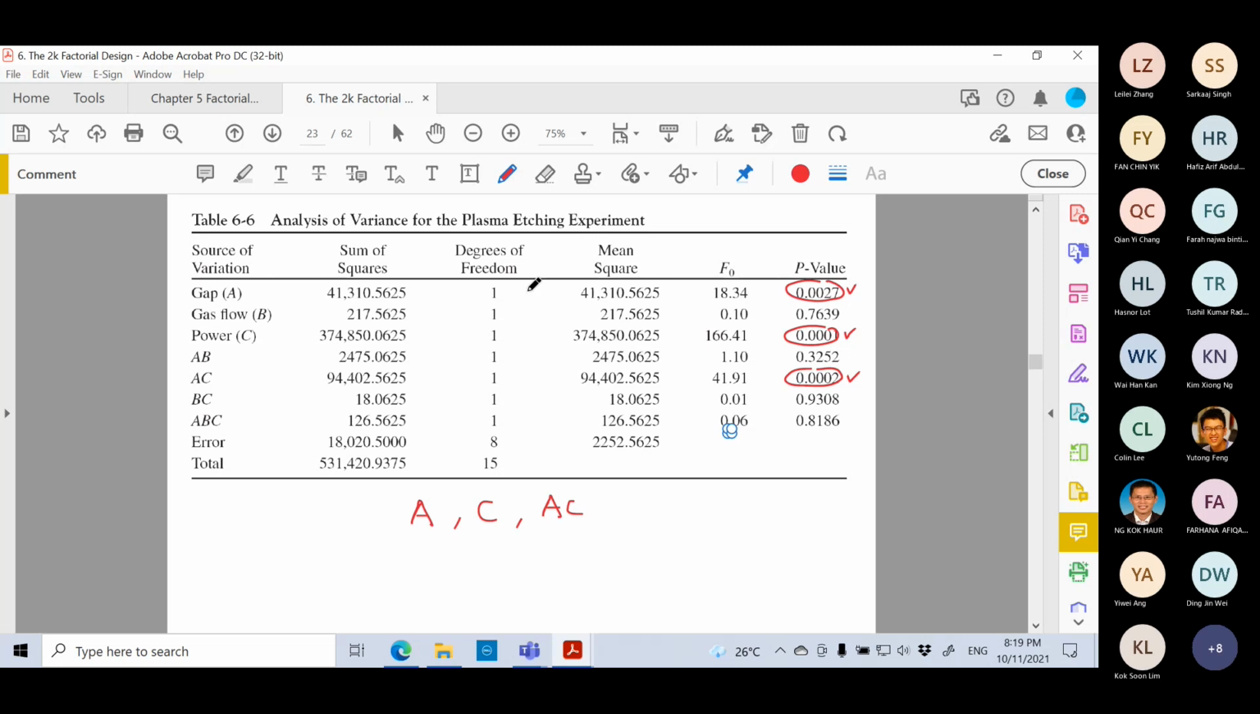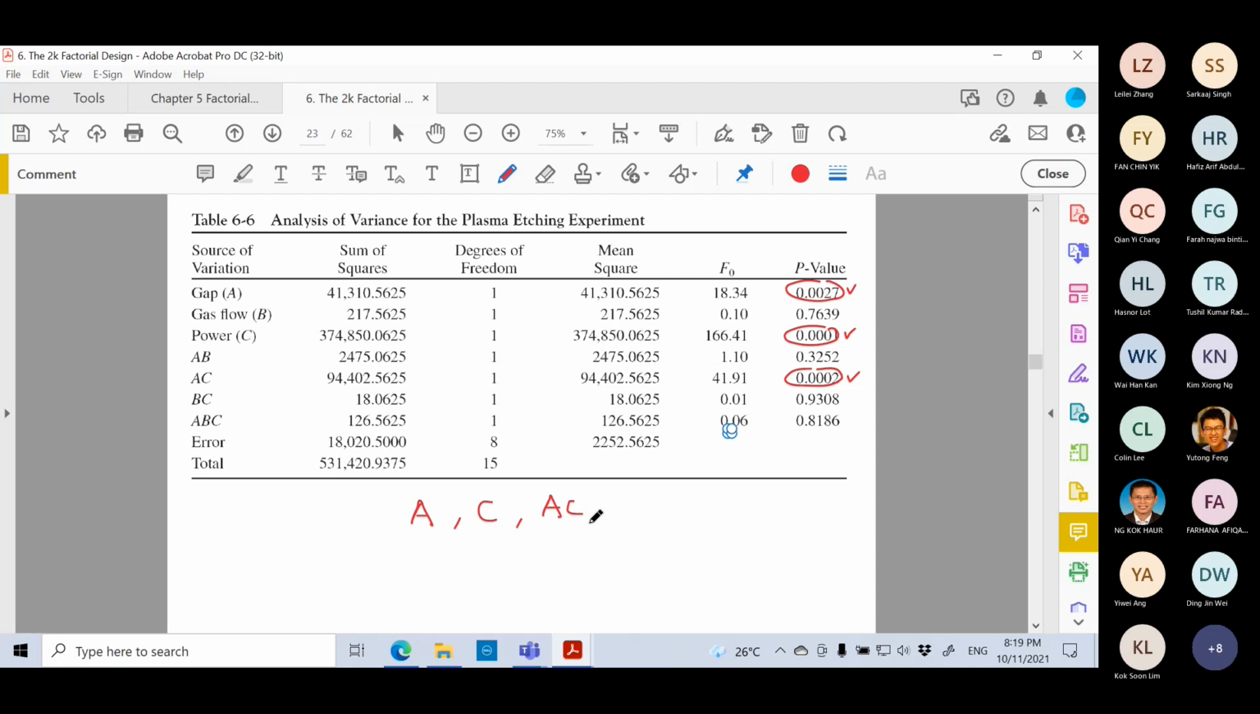So for the 2^k design here, we can identify these three. Of course, for the rest of them the P value is very high, so they are not important factors. The gas flow and the interaction of AB and so on are not really significant. So these are the three important factors. After we identify the important factors, we can go to regression analysis to form our regression model.